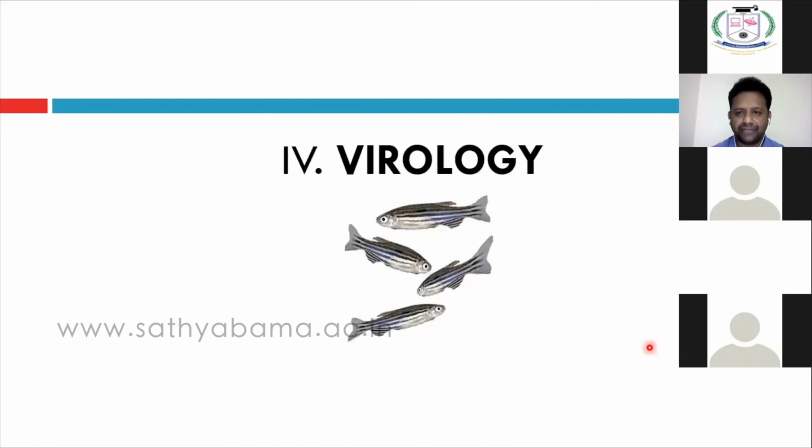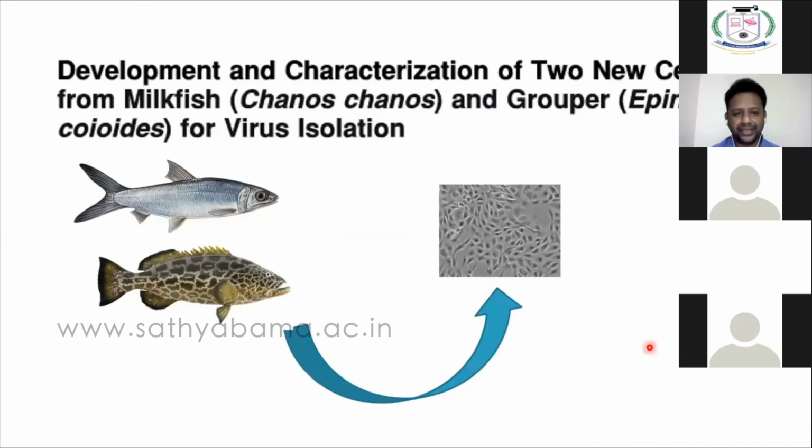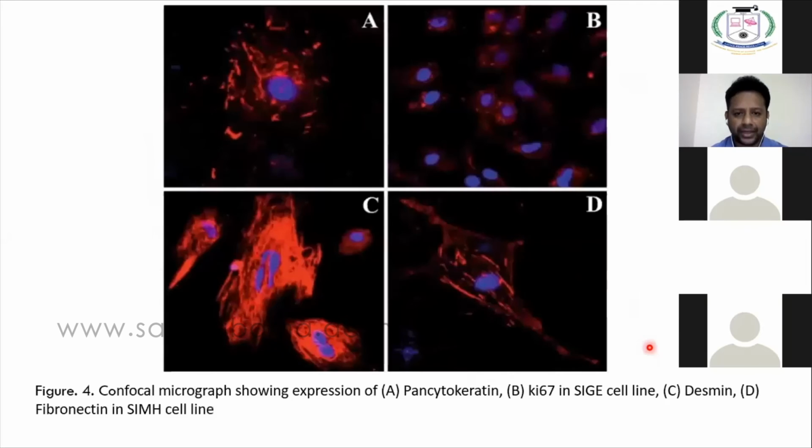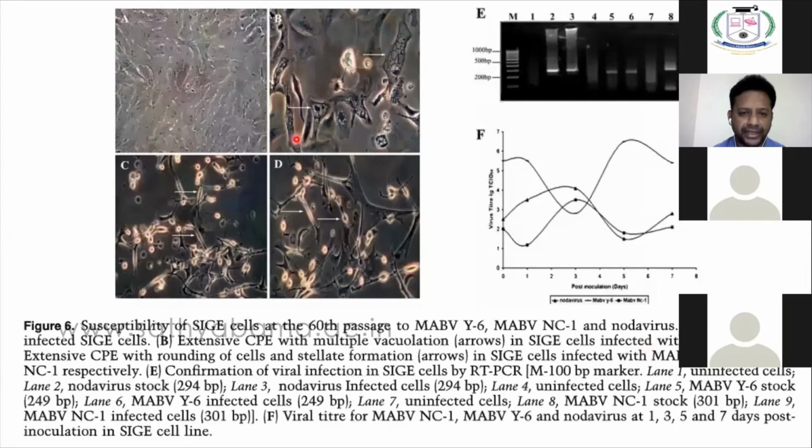Then the next one is virology. This is a cell line we developed maybe 10 to 15 years back. So, basic characterization again. Then we treated the cells with different fish viruses like betanodavirus and marine birnavirus. So this is the normal culture. After infection, you could see a single cell having multiple vacuolations.